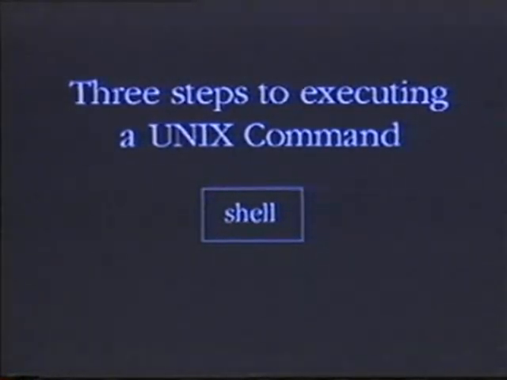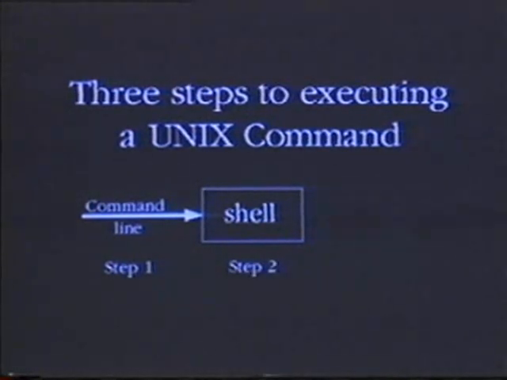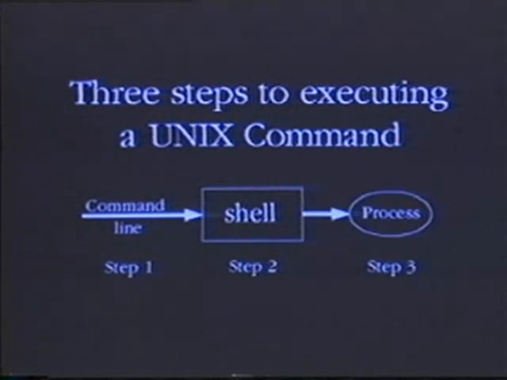Executing a Unix command is actually a three-step process. First, you enter the command line to the shell. Second, the shell searches the command line for any of these special metacharacters which tell it how to create the process. The third step is for the shell to actually create that process and begin it executing on the Unix system.